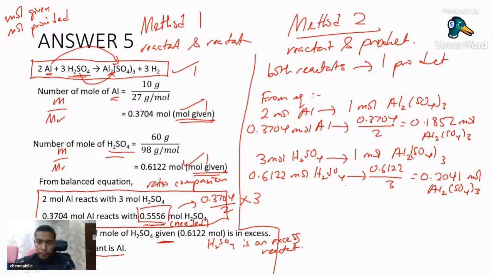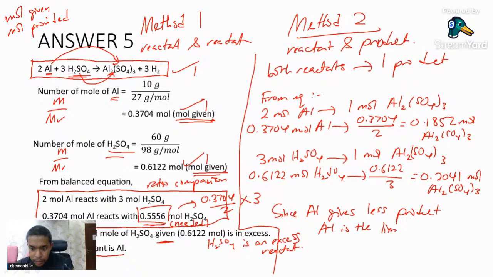So nampak dekat sini. Kalau you use H2SO4, your product dapat 0.2. If you use Al, your product 0.18. Sikit kan? So since Al gives less product, so Al is the limiting reactant. So frankly speaking, you can use either of this method for you to determine limiting and excess reactant. Okay, so whichever that you prefer, which method, just use it according to your preferences. Okay, semua boleh faham so far for this one?